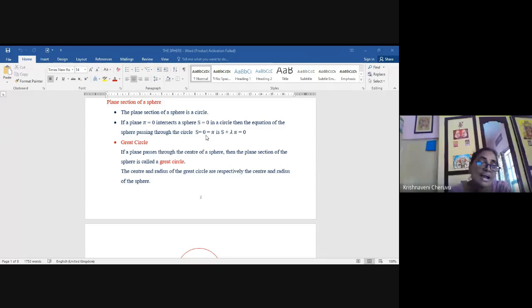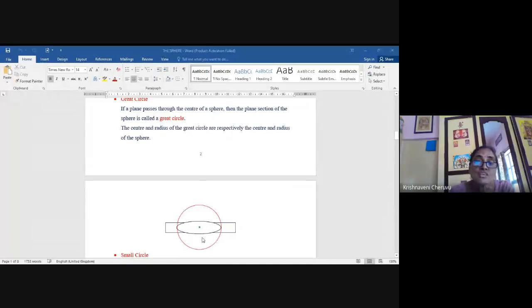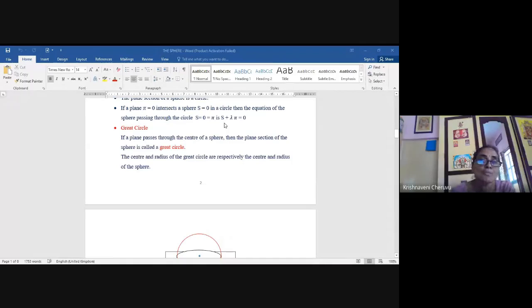When we write the equation of a circle, it should be written as the intersection of a sphere and a plane. So when a sphere S is equal to 0 intersects a plane pi is equal to 0, the resultant is a circle, S is equal to 0, pi is equal to 0. Now you are going to find a sphere which is passing through the circle. What formula do you have to put? S plus lambda pi is equal to 0 is the equation of the sphere passing through the circle S is equal to 0, pi is equal to 0.